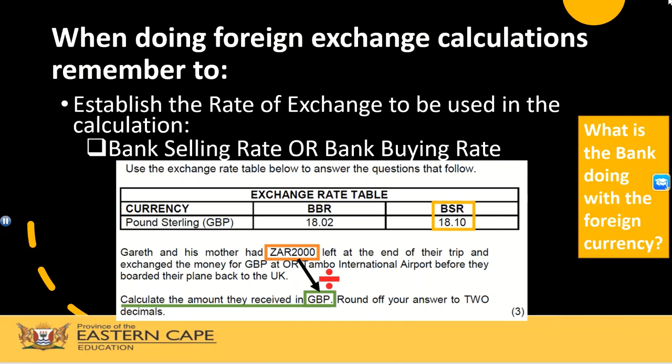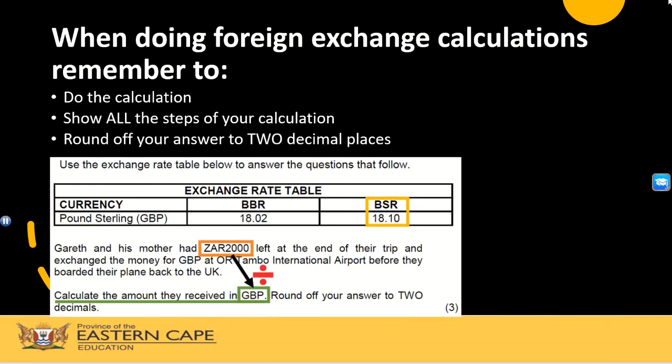Let's take a look at it as it comes up on the screen. Remember, you've got to do the calculation, you've got to show all steps, and you must round off your answer. So we've got all the basics right here. We know that Gareth and his mother have 2,000 South African rand that they want to exchange for Great British pound, so we must divide. What is the bank doing with the foreign currency? The bank is selling the foreign currency to Gareth and his mother.